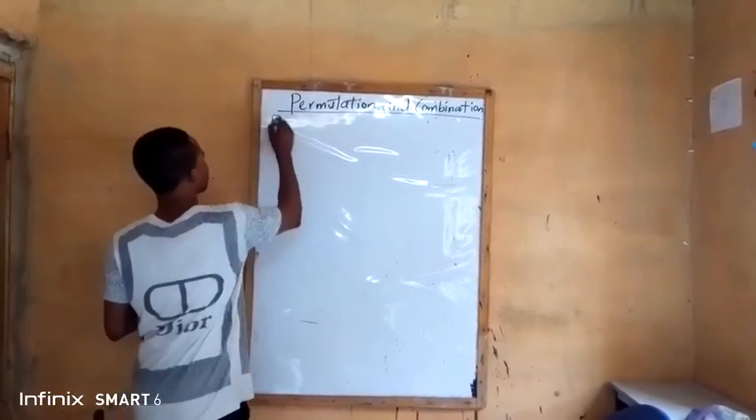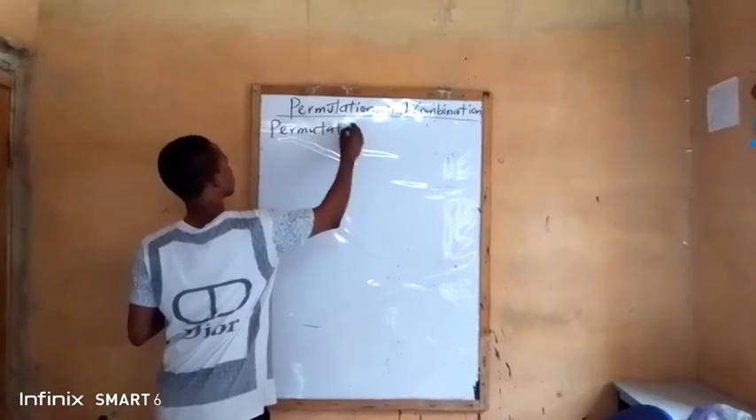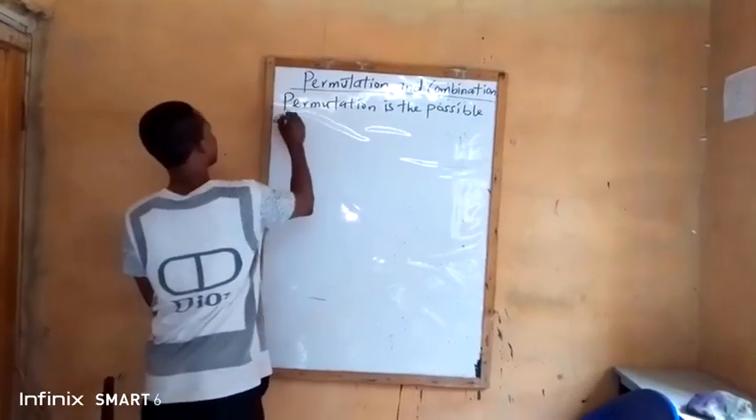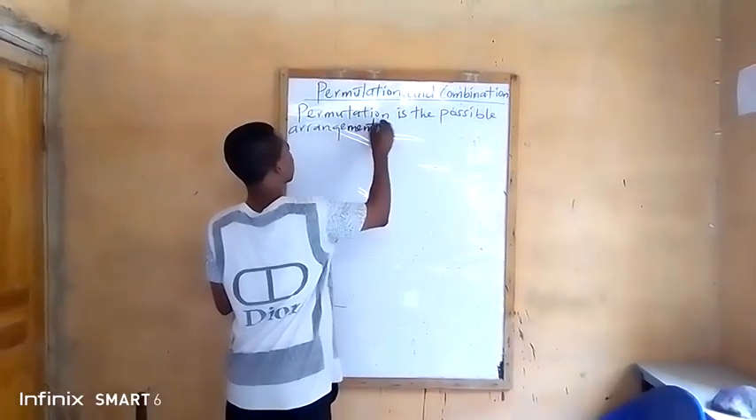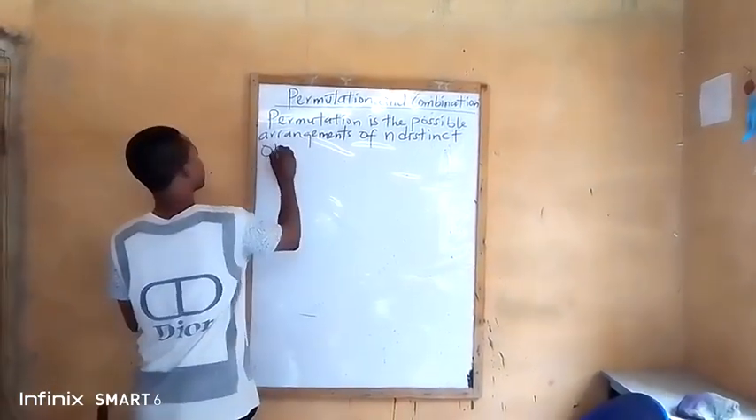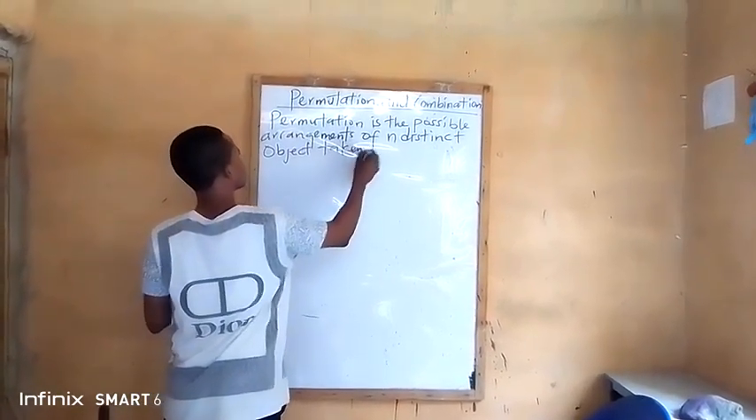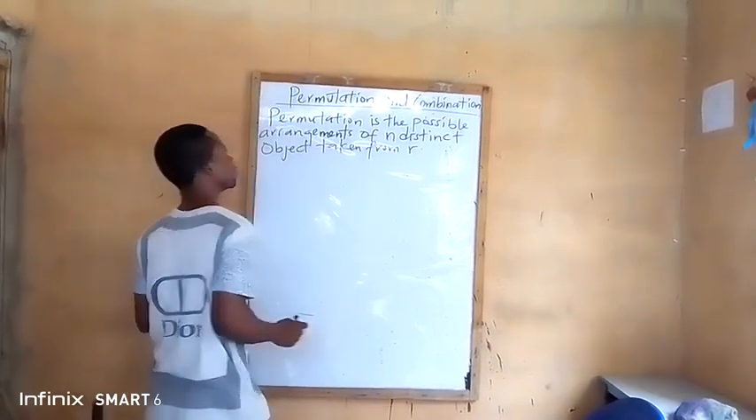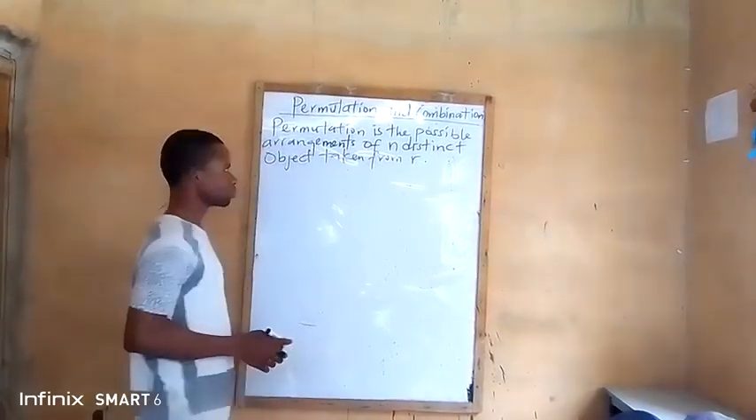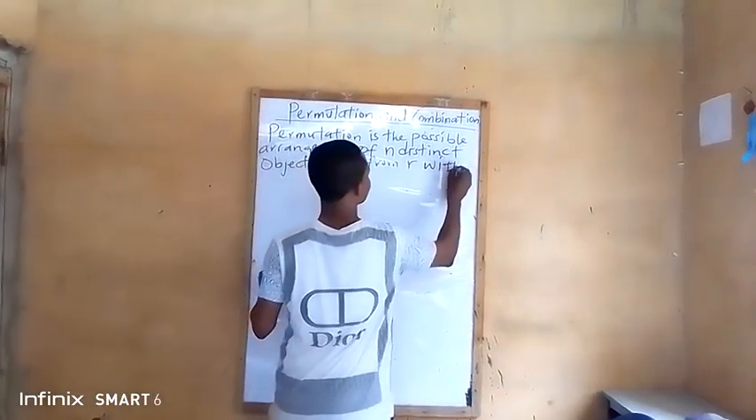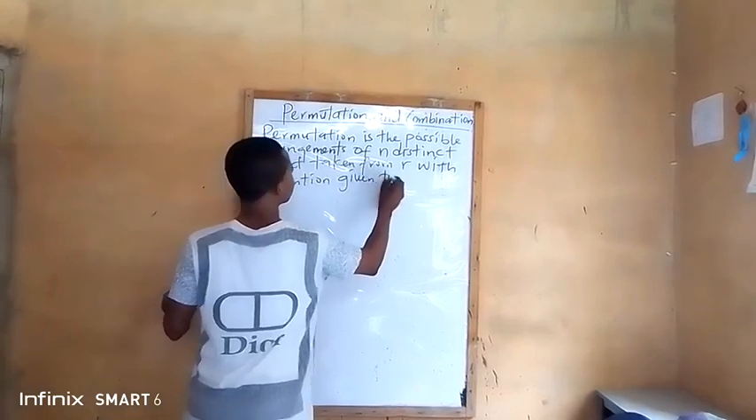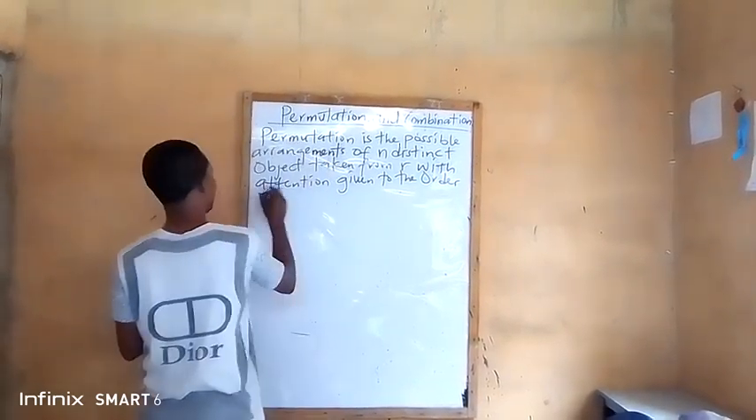Now, what's the meaning of permutation? Permutation is a possible arrangement of n distinct objects taken from R, with attention given to the order of arrangement.